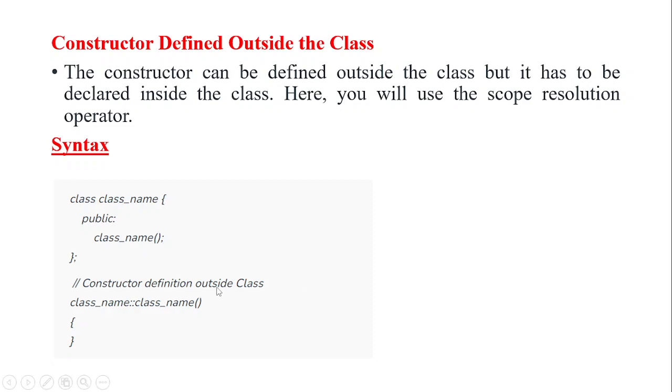So if you find here, the class is over, closing curly braces, semicolon, and here your function name is same as the class name, so it is constructor. So you have the class name, scope resolution operator, class name.